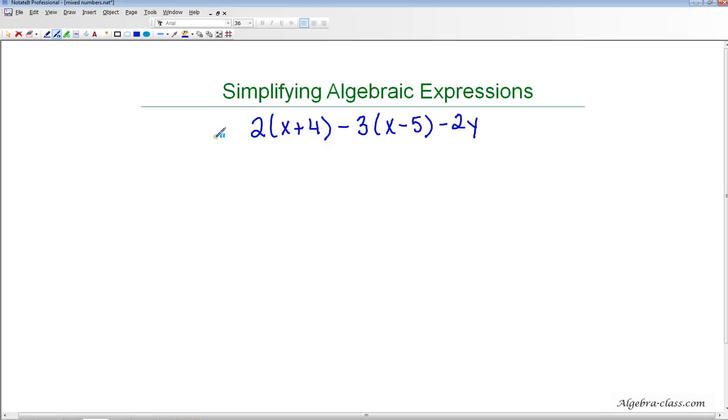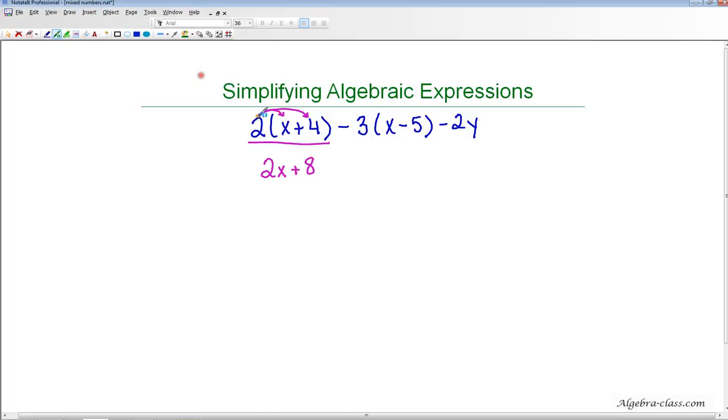Whenever we simplify algebraic expressions that contain parentheses, we need to use the distributive property to get rid of those parentheses. That is our first job before we start looking for like terms. So I have actually 2 sets of parentheses. I'm going to start with my first set, and I need to distribute the 2 throughout the parentheses in order to get rid of them. So that means I'm going to do 2 times x, which is 2x, plus 2 times 4, which is 8.